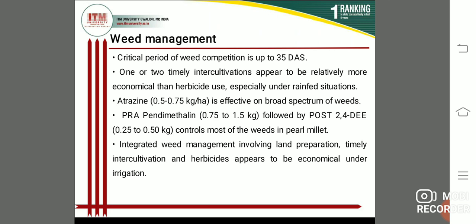And atrazine 0.5 to 0.75 kg per hectare is effective on a broad spectrum of weeds. And PPI pendimethalin 0.75 to 1.5 kg followed by post-emergence 2,4-D at 2.5 to 5.0 kg controls most of the weeds in pearl millet. Irrigated weed management involving land preparation, timely intercultivation, and herbicide application is found to be economical under irrigated conditions.